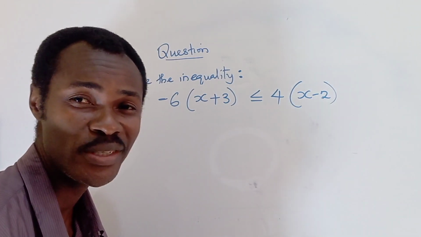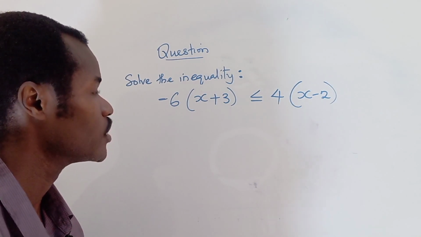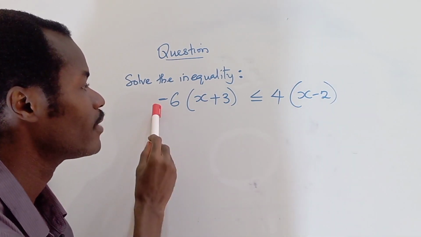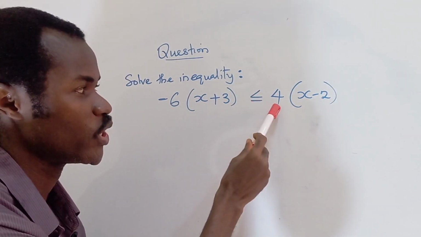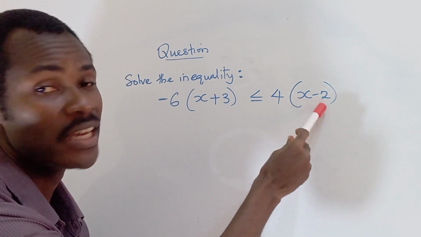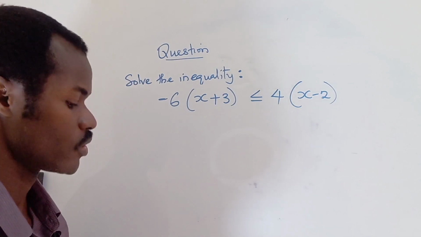Alright, so we have a problem on the board on inequality. The question says we should solve the inequality: minus 6 in bracket x plus 3 is less than or equal to 4, and in bracket we have x minus 2. So how do we solve that?